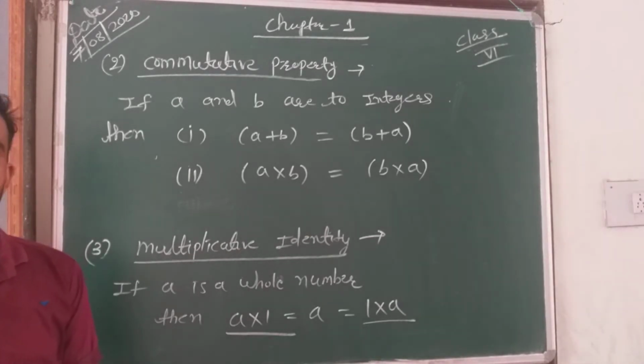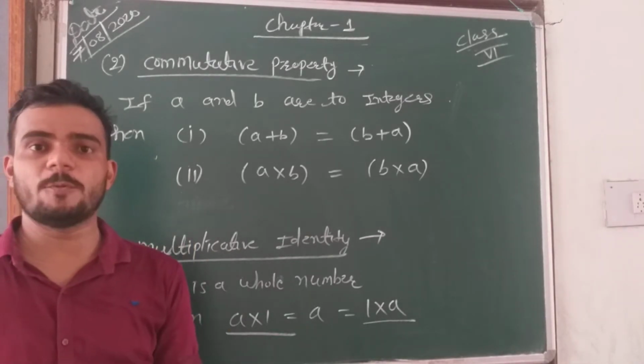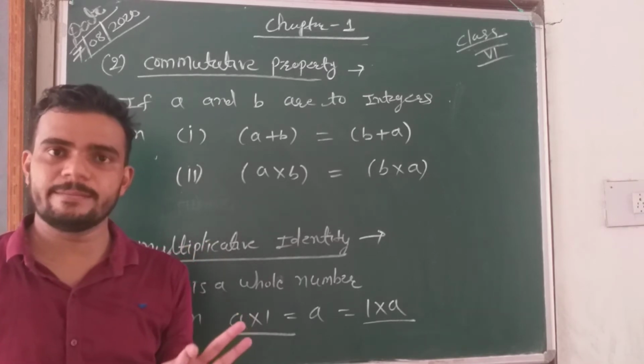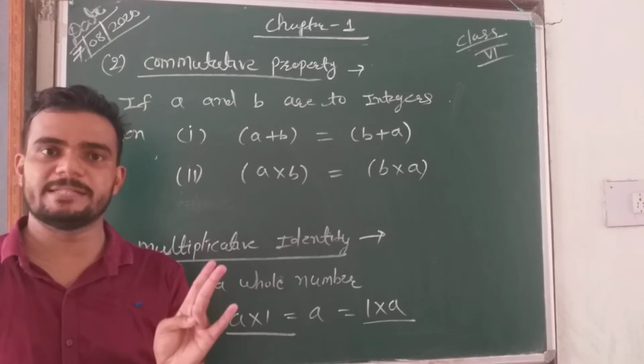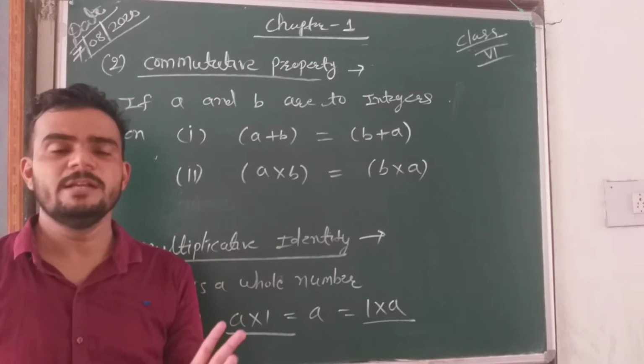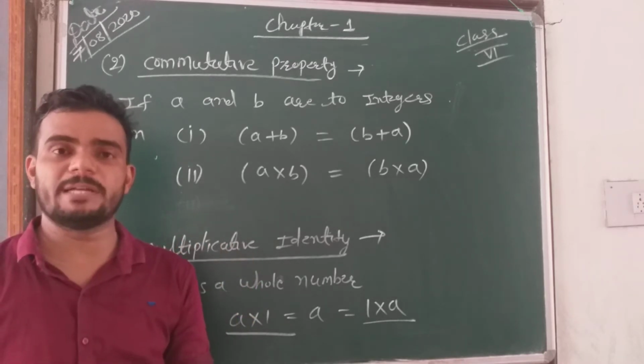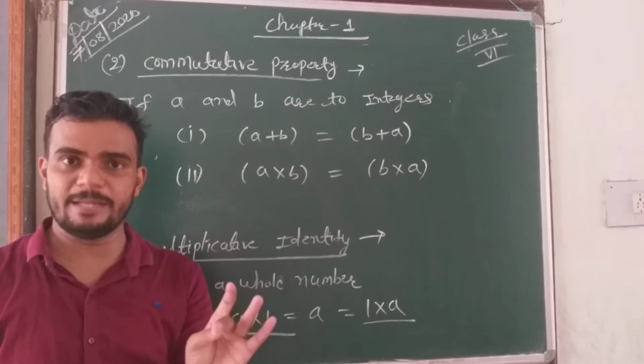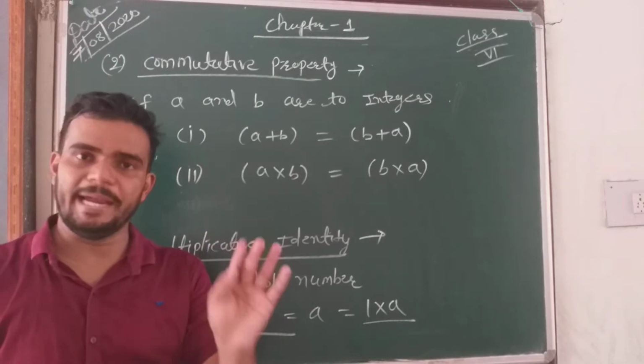Students, closure property is valid for addition, subtraction, and multiplication. Closure property is not valid for division. So it means closure property is valid only for addition, subtraction, and multiplication.